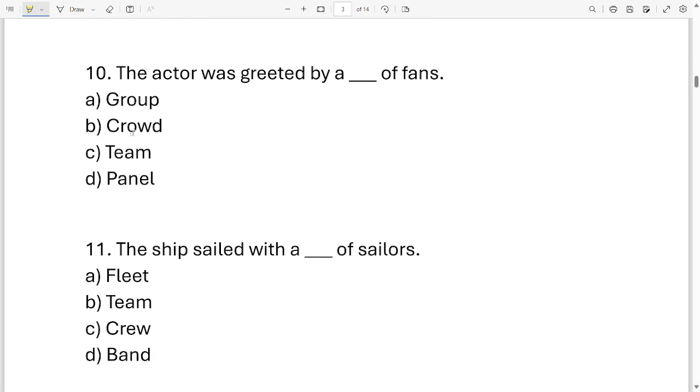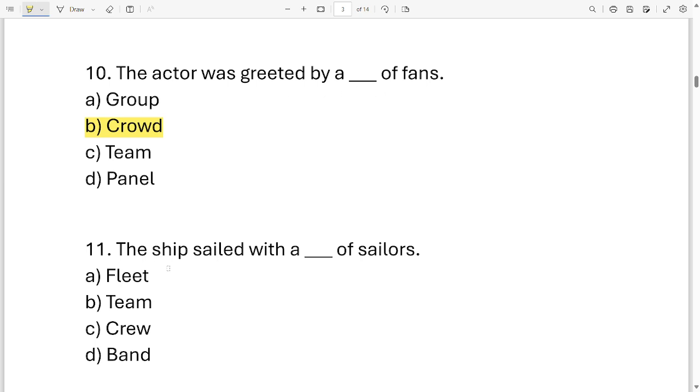Okay, next question. The actor was greeted by a dash of fans. Which word should come in this blank? Group, crowd, team, panel. Which of these is a correct option? Is it option A? Is it B? Is it C or is it D? And the correct answer is option B. The actor was greeted by a crowd of fans.